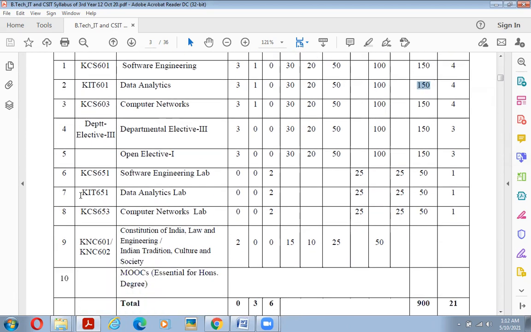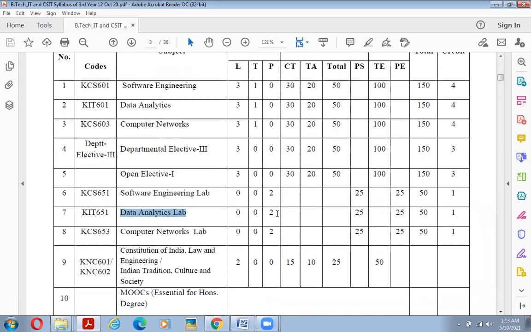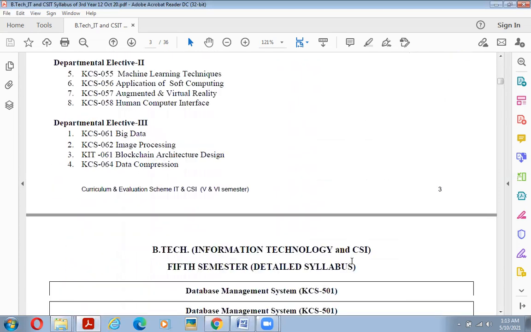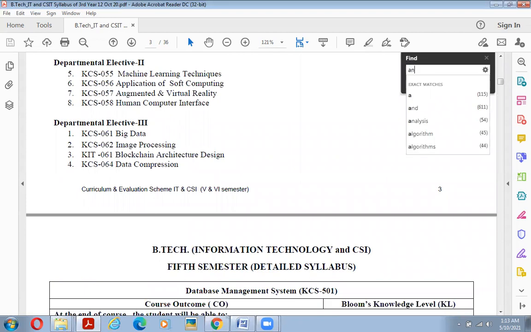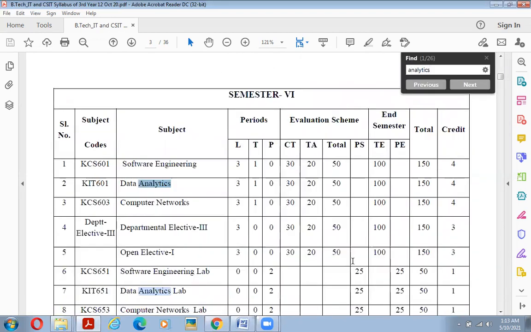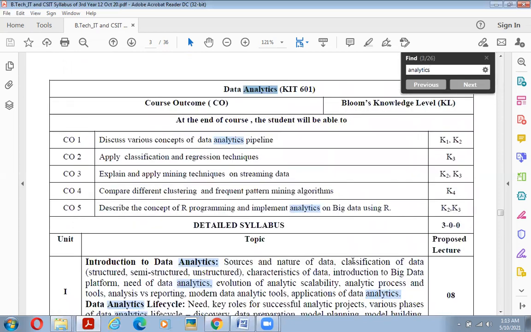With this subject, we also have a lab that is KIT 651, and the lab name is Data Analytics Lab. We need to have 2 labs in a week, which has practical sessions of 25 marks and practical examinations of 25 marks. Let's move on and understand the course curriculum, what the course curriculum is all about.